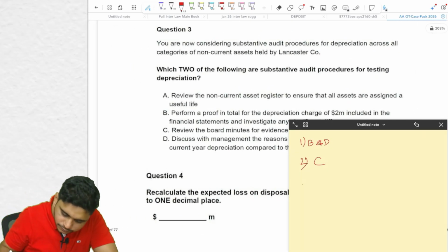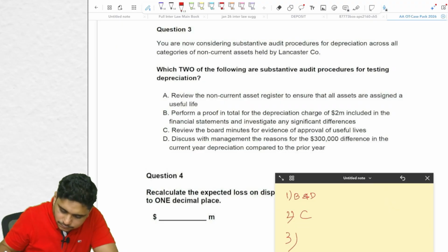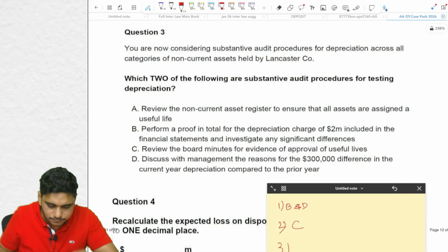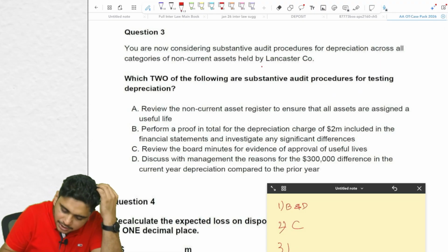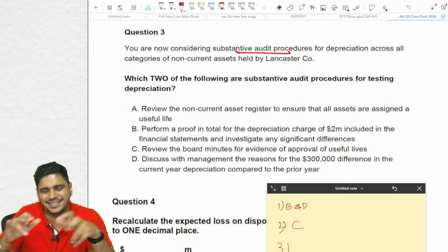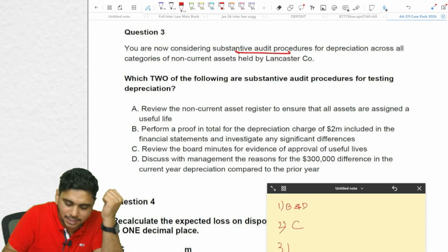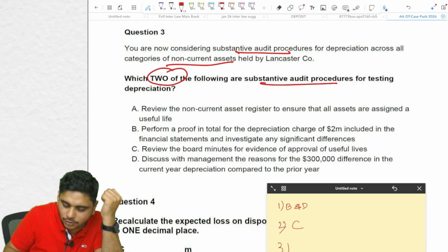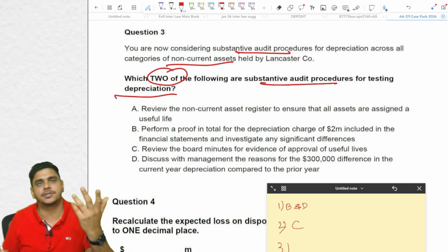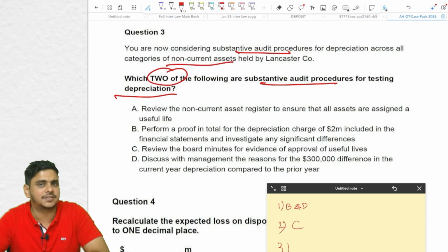Third, now you are considering substantive audit procedure. That means you are checking Tally, SAP, Zoho Books, Intuit, accounting software for depreciation across all the categories of non-current assets. Which of the two are substantive audit procedures for testing depreciation? You have to check depreciation. SLM basis pe, 5% was the rate, 7 years was the asset.